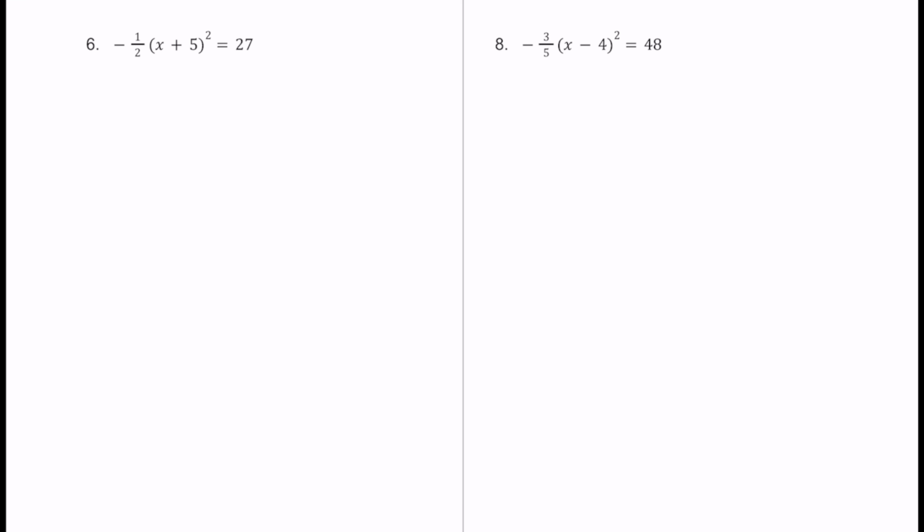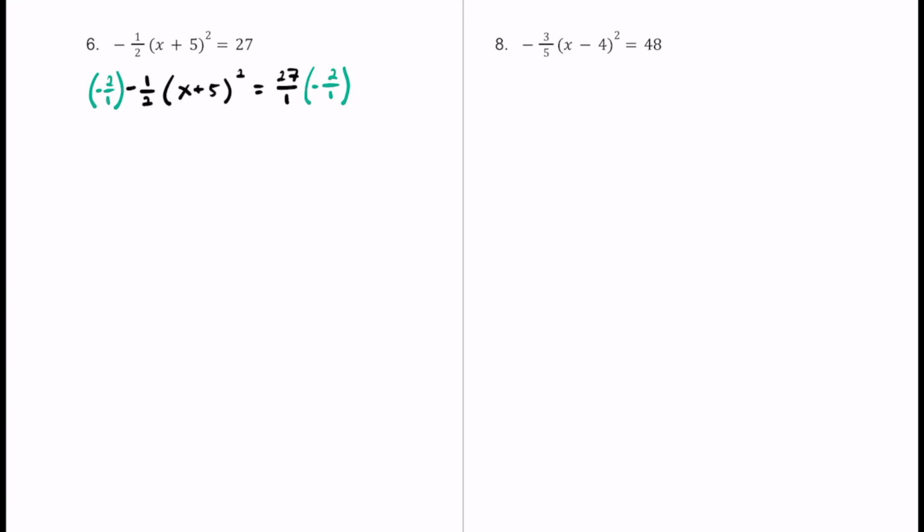All right, for number 6, we have this problem where we have this negative 1/2 multiplied by the quantity of x plus 5 squared, and that's equal to 27. So if we see that we have a fraction on the left side and we might want to be using the multiplicative inverse, I'm just going to go ahead and write 27 as 27 over 1 from the start. To get rid of that negative 1/2 on the left side, I want to go ahead and multiply by negative 2 over 1. And so I'm going to do that on the right side as well, multiplied by negative 2 over 1.